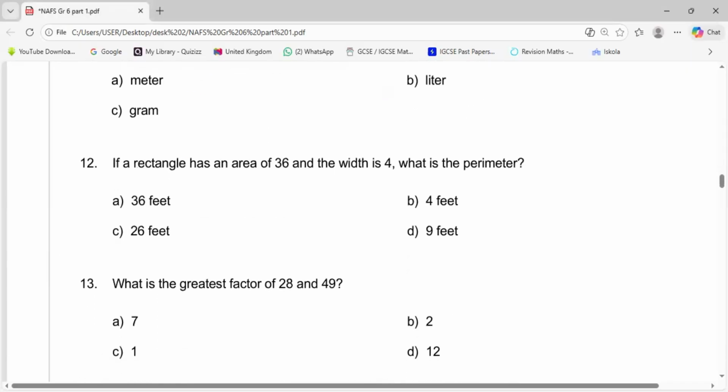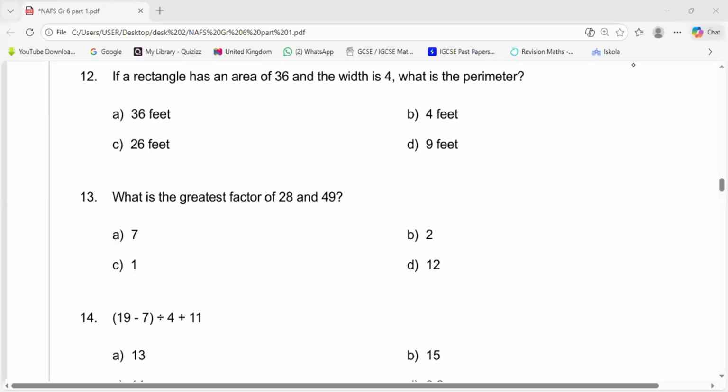Rectangle. Here is the next one. If you have an area of a rectangle 36 and the width 4, what is the perimeter? You know the area of a rectangle is length multiplied by width. The area is 36 and the width is 4. Which number multiplied by 4 will give 36? We have to divide. 36 divided by 4.